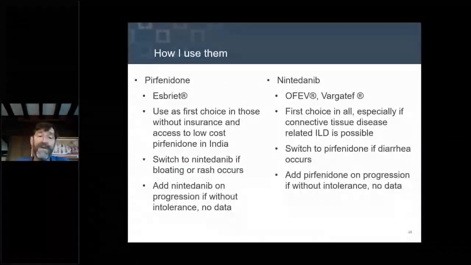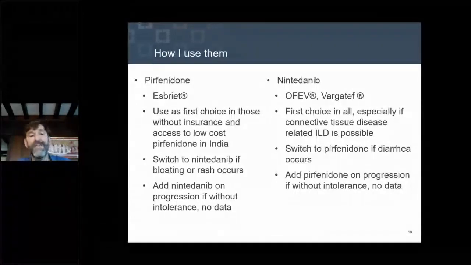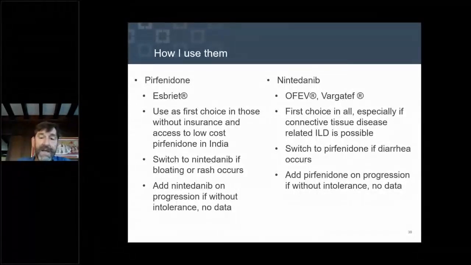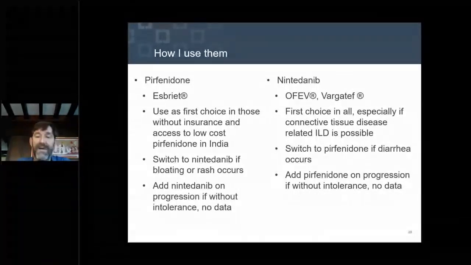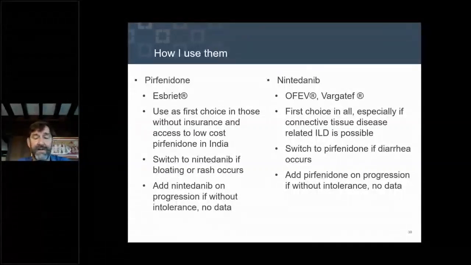Some people, if you don't have insurance and can't get pirfenidone, can get it at very low cost in India, which is great. I use that a lot. If they have side effects such as rash or bloating with pirfenidone, I switch to nintedanib. If they have diarrhea on nintedanib, I switch to pirfenidone. And I add the other if there's progression and if there's absolutely no intolerance. If someone is highly intolerant to these medicines, I do not use them because they're not an absolute cure.